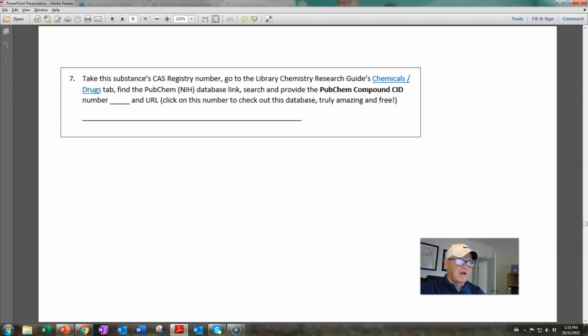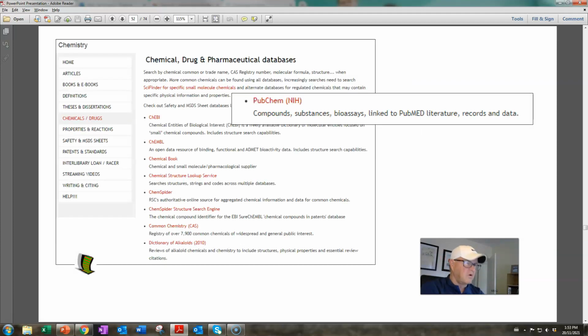Number 7: take this CAS registry number of this compound or molecular format and go to the chemicals and drugs tab in the chemical guide for the library, and go to the PubChem database and see what you find out. So I'll do that. Here's the chemicals and drugs compounds, and there's probably 30 or 40 of them. They're the most important ones, listed in alphabetical order. Some are truly amazing. Some are electronic, some are print, some are interactive databases. PubChem is the National Institutes of Health's. It's like Medline, and they have a whole suite of tools that are quite amazing.